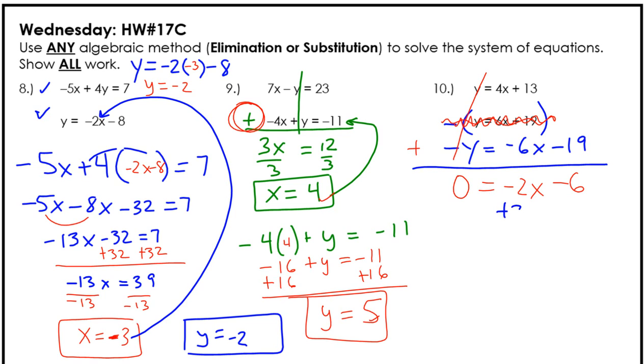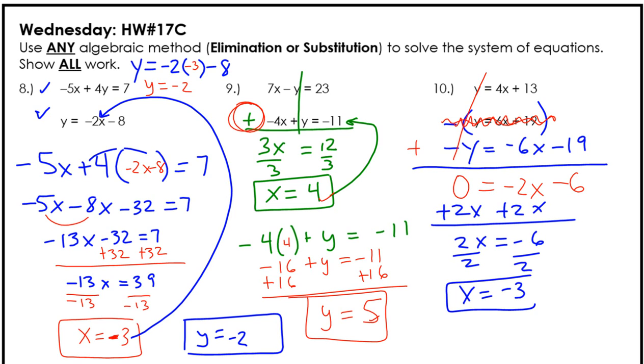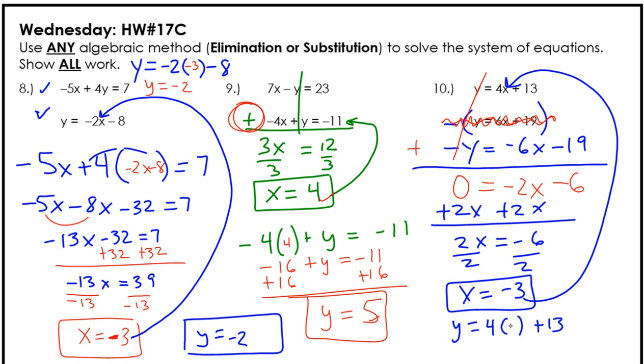Now I'm going to add 2x to both sides, and I'm going to finish solving for x. So x is negative 3, and now all I need to do is plug that in and solve for y. So y is equal to 4x plus 13, so if x is negative 3, then that means that y is equal to negative 12 plus 13. Y is equal to 1. All right, let's take a look at our last box here.